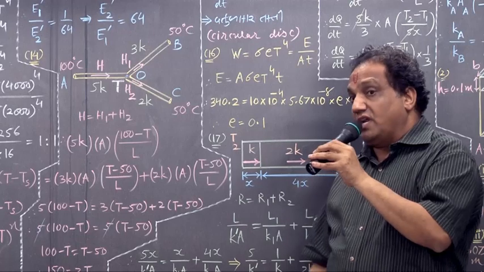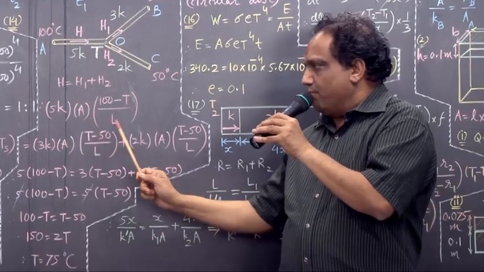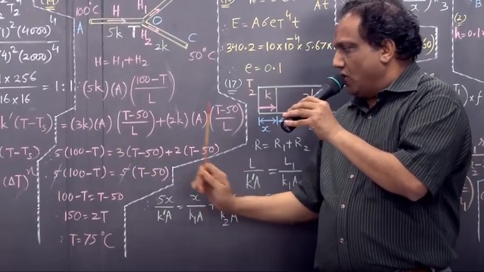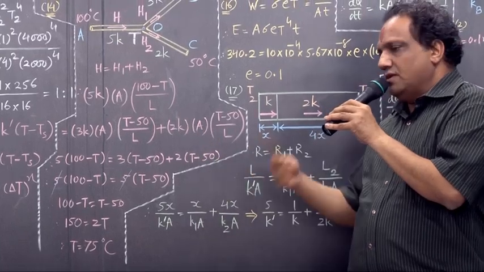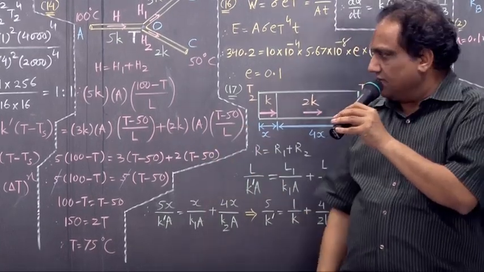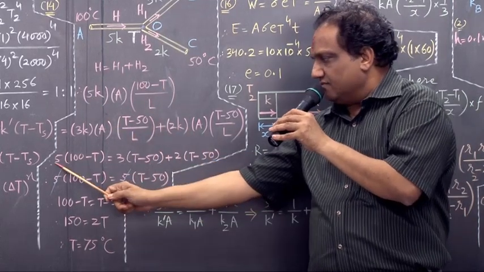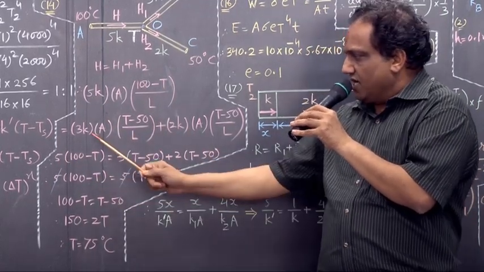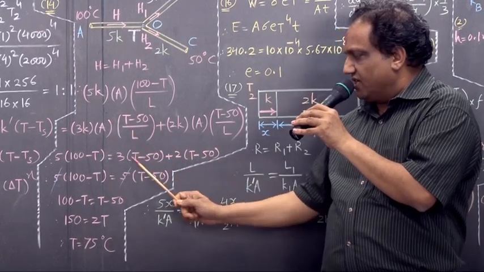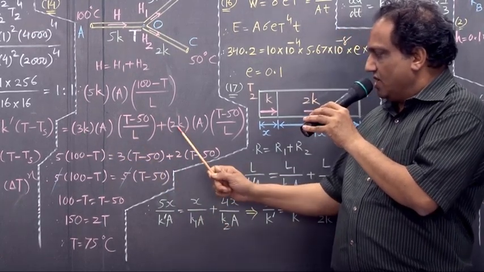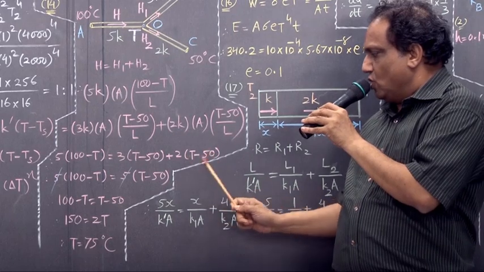Throughout the equation, what can you cancel? KA upon L. Throughout the equation you can cancel. What is left out from here? 5 into (100 minus T). From here 3 into (T minus 50). From here 2 into (T minus 50).